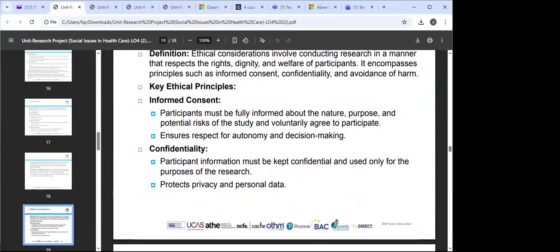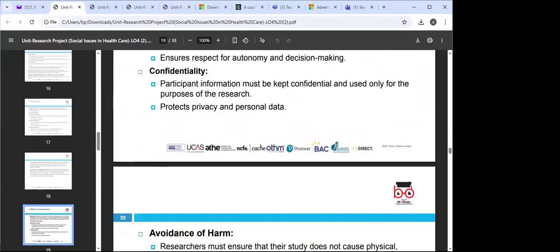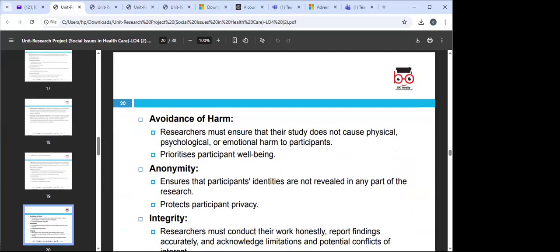So ethical confidentiality, we spoke about that, didn't we? Very, very important. Avoidance of harm. Your research should not portray harm, physical, emotional, or psychological. It should not produce harm. Very, very important. Anything that you do that will produce harm becomes a problem.